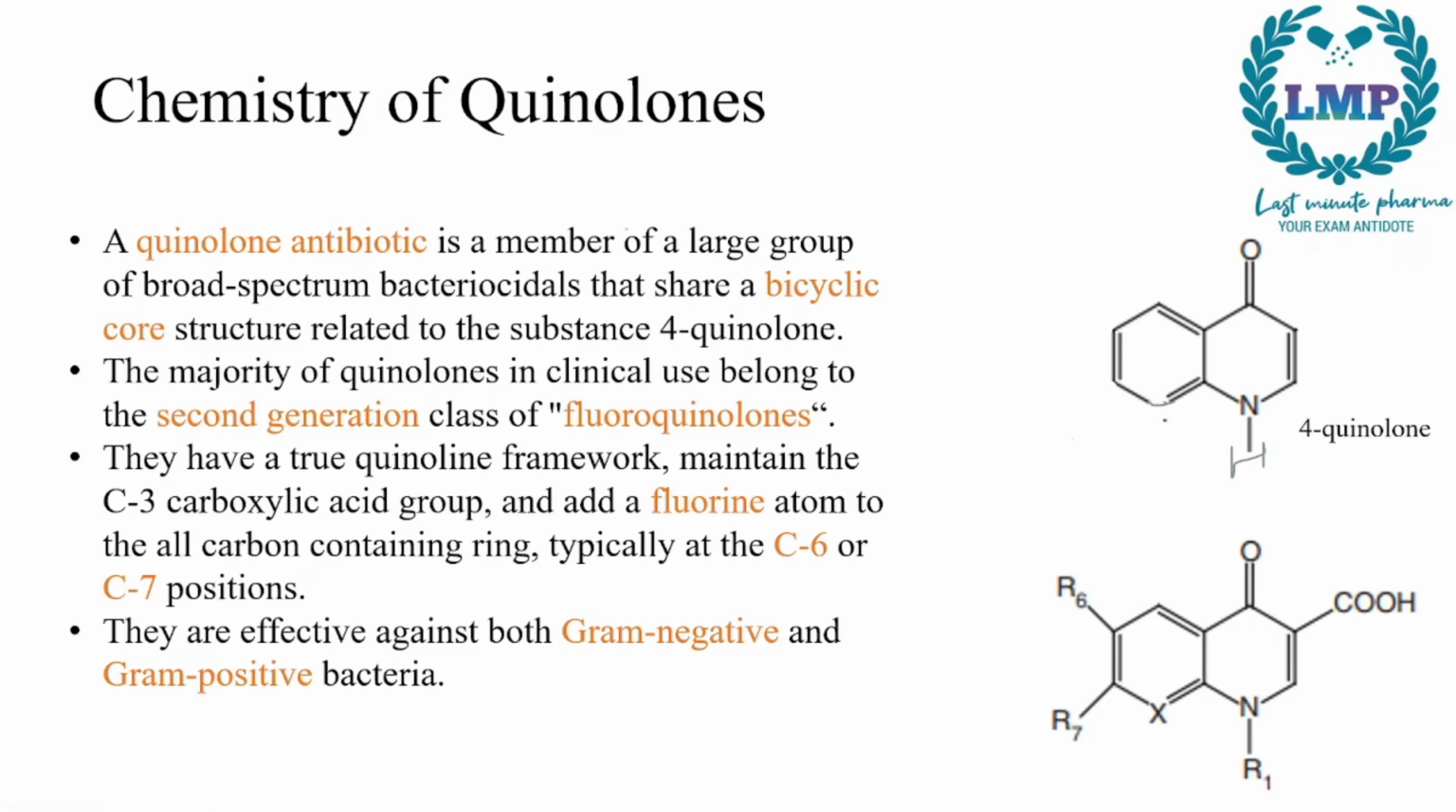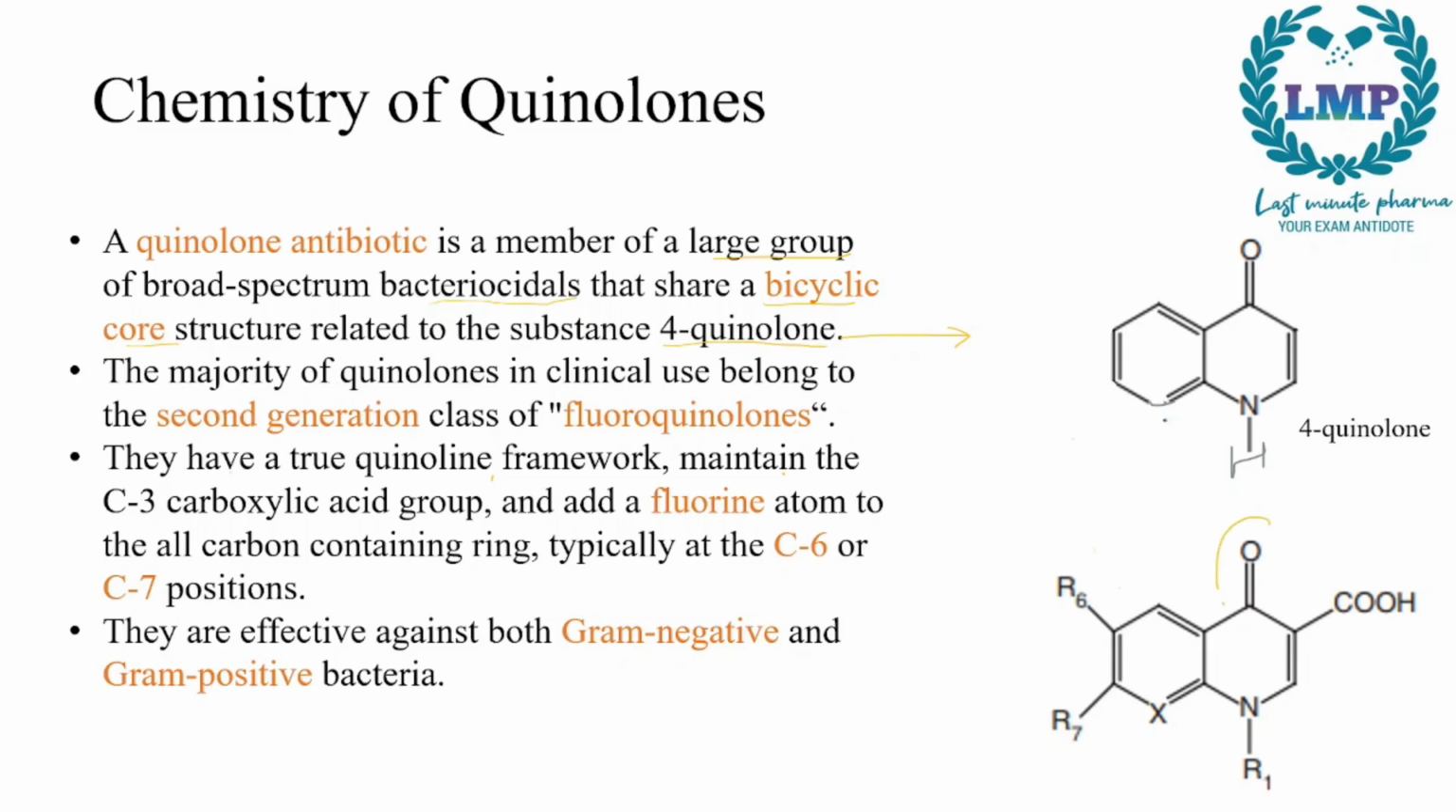Now let us talk about the chemistry of quinolones. Now as we know, quinolone antibiotics are a member of a large group of broad spectrum bactericidals, okay, that share a bicyclic core structure which is related to the substance 4-quinolone. Now as you can see, 4-quinolone right here. 4-quinolone is like a naphthalene ring with a double bond O and a nitrogen in the ring. So this is 4-quinolone.